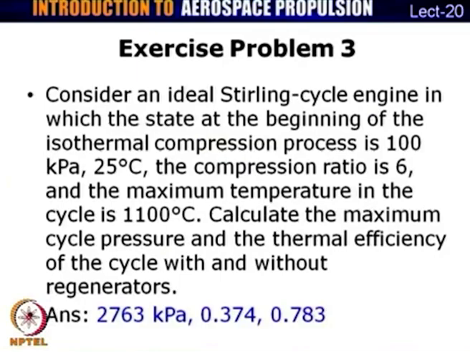Problem number 3 is on a Stirling cycle. Consider an ideal Stirling cycle engine in which the state at the beginning of isothermal compression is 100 kilopascal and 25 degrees Celsius. The compression ratio is 6. The maximum temperature in the cycle is 1100 degrees Celsius. Calculate the maximum cycle pressure and the thermal efficiency of the cycle with and without regenerators. So, the maximum pressure comes out to be 2763. Without regeneration, the efficiency is 0.374, and with regeneration, the efficiency is 0.783.